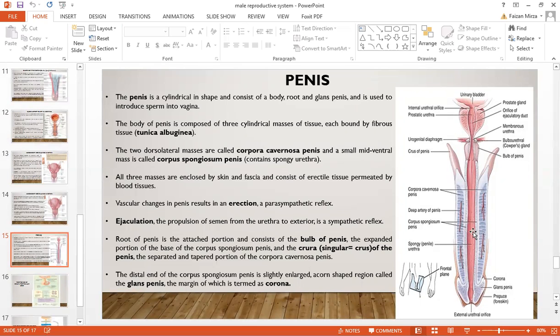Then there is the corpus spongiosum. The corpora cavernosa are on the sides, and the corpus spongiosum is towards the center, along the midline. The spongy urethra lies in the center, and is the passageway for urine and semen. The corona is the crown-shaped region at the end of the penis. There is a region called the glans penis and the prepuce. This is the foreskin, which is removed during circumcision in Muslims and Jews.